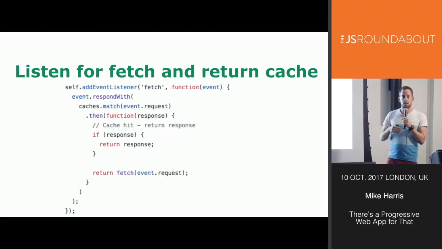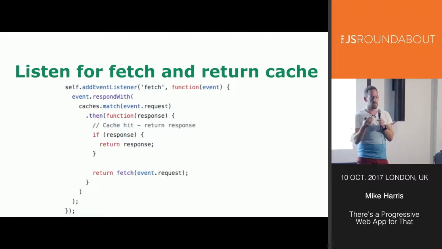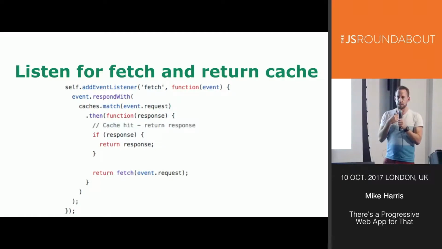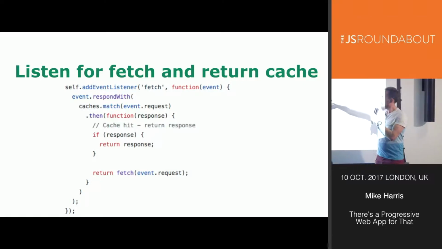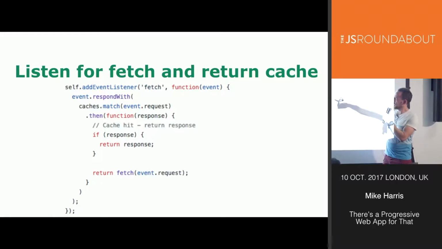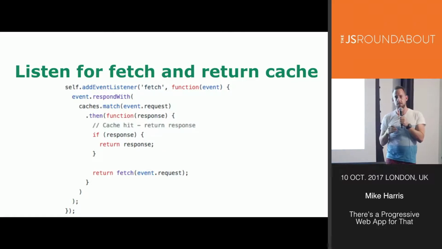After it's installed, the next thing I want to do is, if someone in the app requests anything, I want to interrogate that request, and then I can do what I want with the cache. This is a very, very simple example that on any fetch request, I go through my caches.match, and I check to see if the request that's come from my server is in my cache.